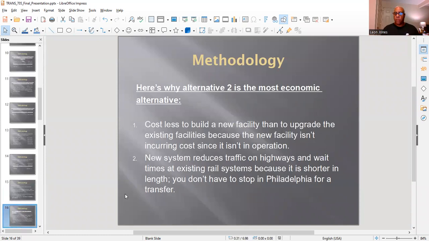Now, here's why alternative two is the most economic alternative. Number one, it costs less to build a brand new facility than to upgrade existing facilities because the new facility isn't incurring costs since it is in operation. Also, a new system reduces traffic on highways and wait times at existing rail systems because it is shorter in length and you don't have to stop in Philadelphia or transfer.